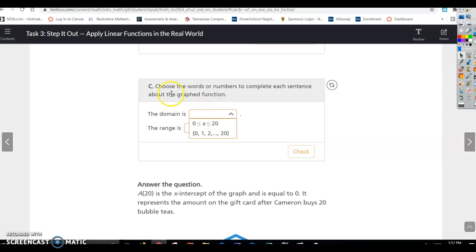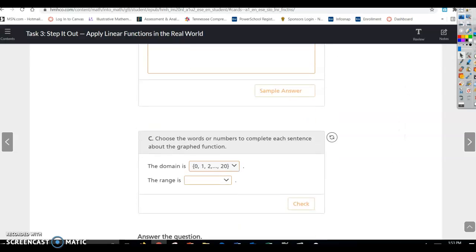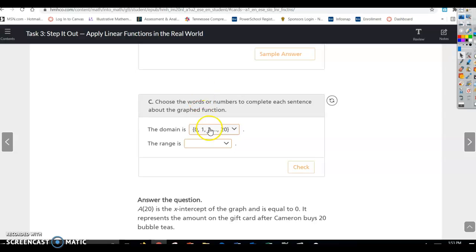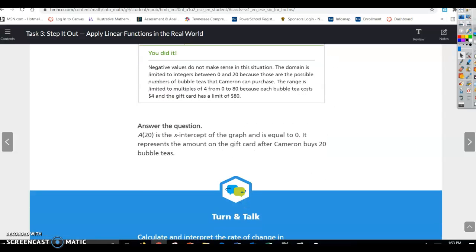So the domain's going to be cups of tea. So whole numbers, 0, 1, 2, 3, up to 20. And then the range is going to go up to 80, but it goes by $4 increments. So it goes 0, 4, 8, 12, and so on.